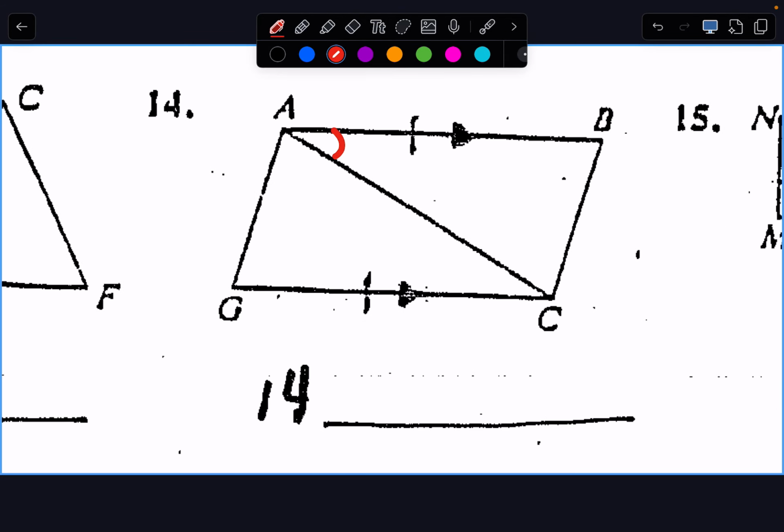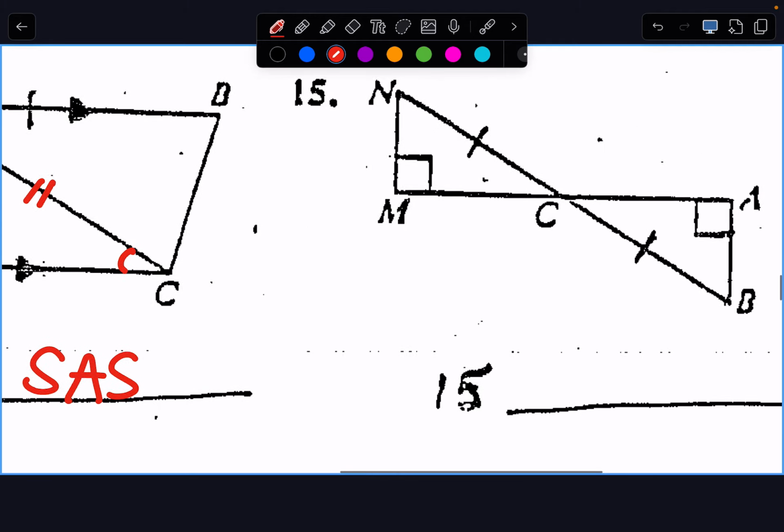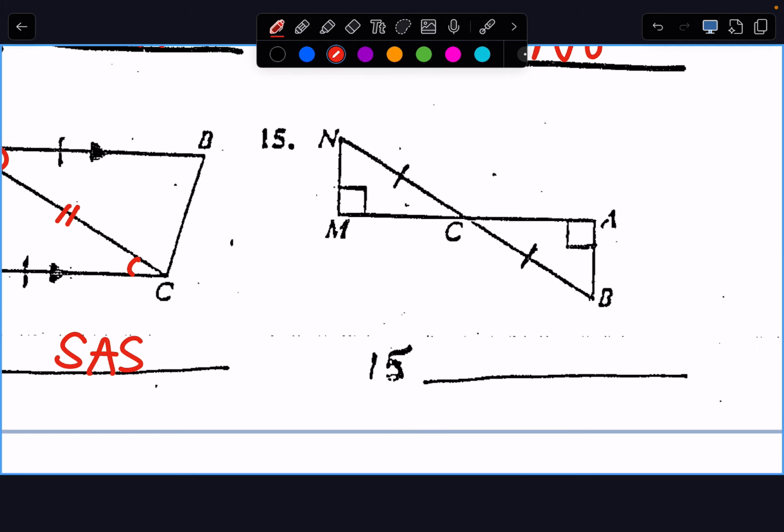Okay. Do you have side, angle, side for number 14? Yes. And then do you have angle, side for number 15? Okay. The hypotenuses are congruent, but do you have any information about the legs being congruent? We need that too.